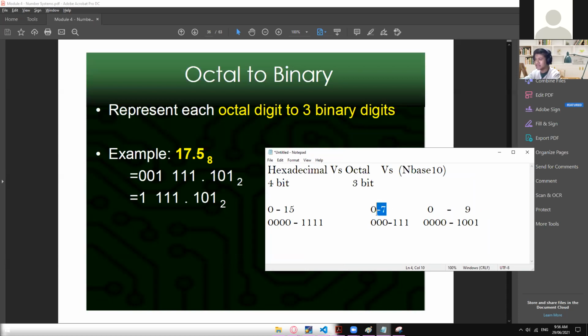Unlike in octal, you only need up to 3 bits. So 111 is already equal to 7. So 4 plus 2 plus 1. Are we clear so far on why we have 4 bits in hexadecimal, why we only need 3 bits for the octal, and why we need, let's say, 4 bits if it's already exceeding octal, let's say base 9, base 10, base 11, base 12, and so on and so forth?